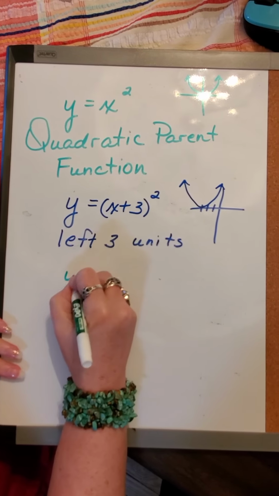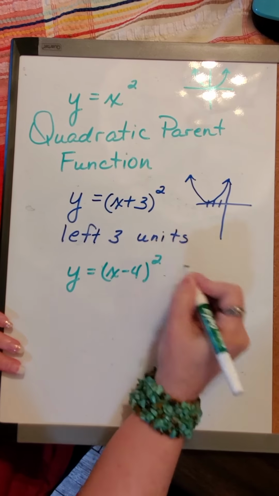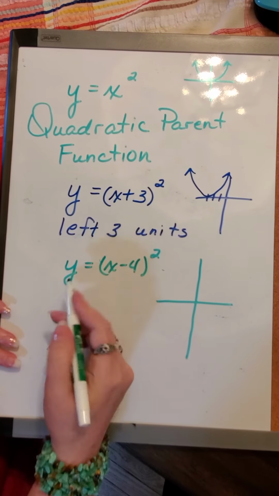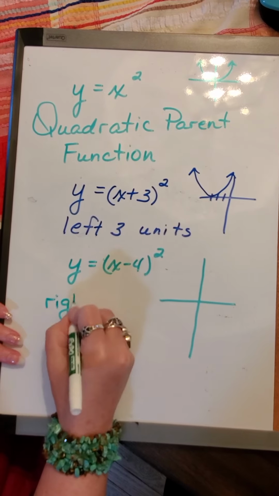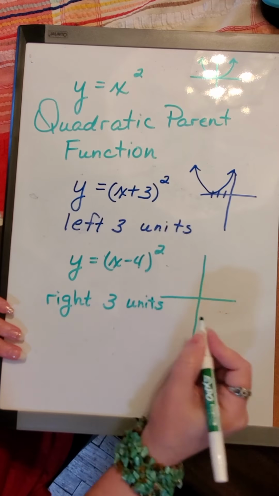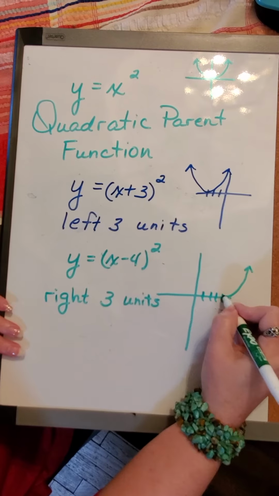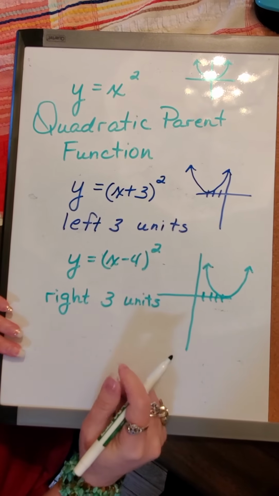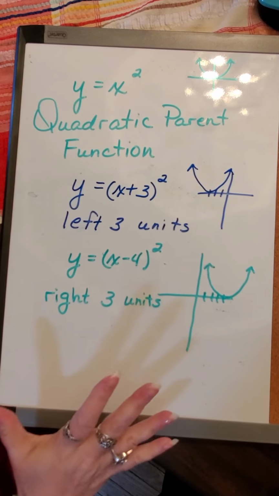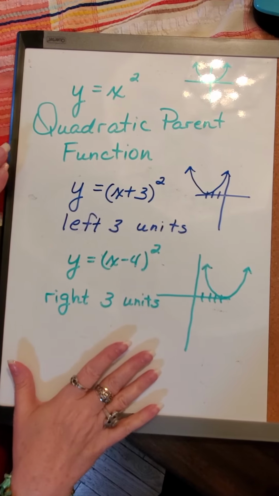Okay, and then if I have y equals x minus 4 squared, still quadratic, but instead of going left 3 units, it's going to go right 4 units. So 1, 2, 3, 4. Something similar to that. Okay, that's your basic transformations. And those same transformations apply to any type of function for the most part.